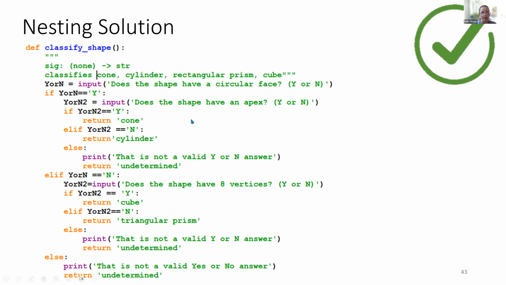But now, don't forget, they could have typed something besides y or n in the initial question. So here we've handled the case that they said yes, it has a circular face. They said no, it doesn't have a circular face. But they might have typed, I don't know, z. Who knows what they could have typed. And then it says that's not a valid yes or no answer, and you'll get the undetermined here as well.